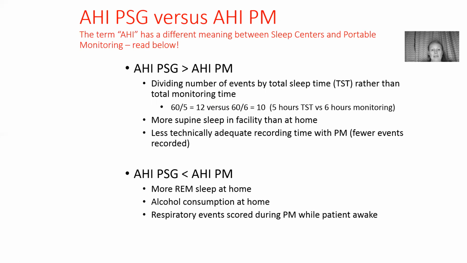When the AHI is lower in the sleep lab compared to the AHI at home, the reasons why this might happen are: maybe the patient had more REM sleep at home, maybe because their environment was more comfortable. The patient maybe drank alcohol at home where they wouldn't in the sleep lab. Or maybe the respiratory events were scored when the patient was awake. Maybe they were holding their breath or something.